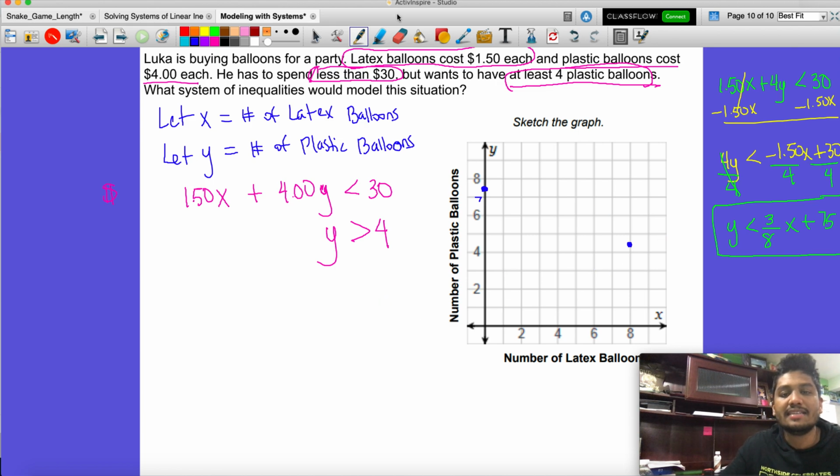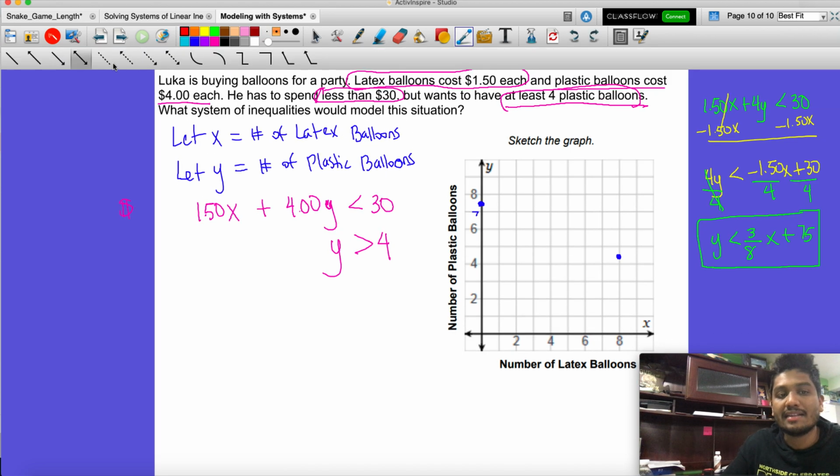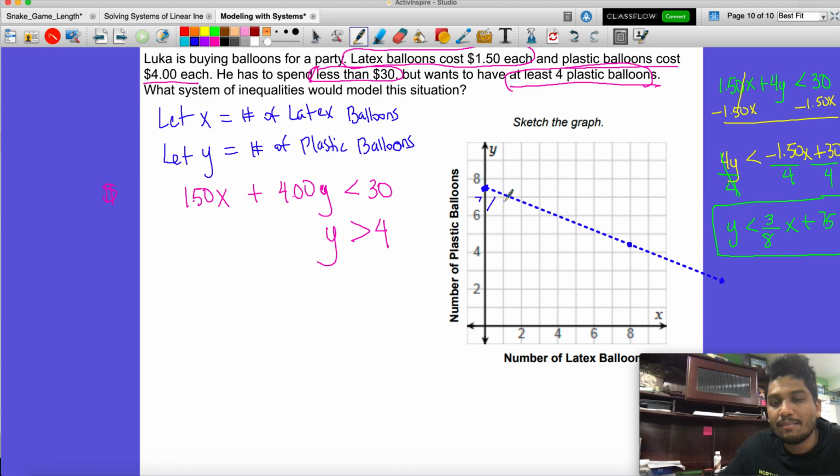Okay, and that is a less than sign. So we're going to be shading below, but it's also a dotted line, and we're going to have to make sure that we put a nice dotted line there. I'm going to go ahead and just shade below. Because it's a less than sign, we're shading below the line.